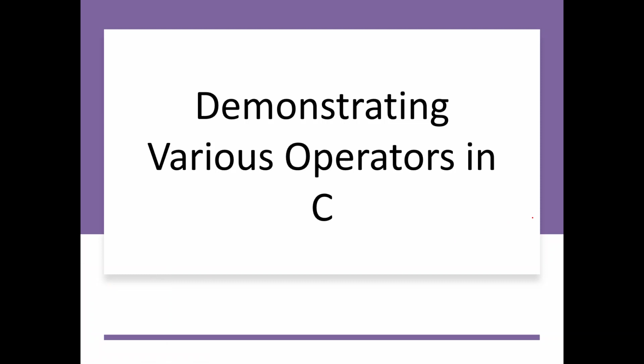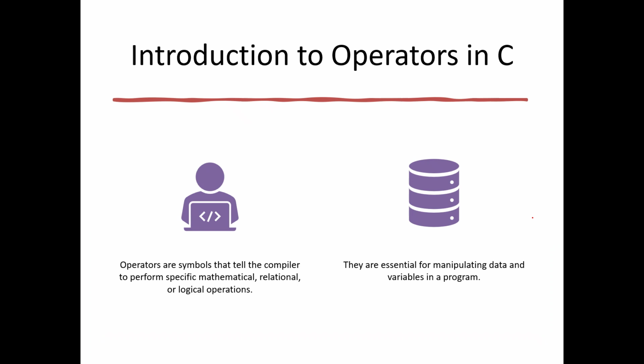Good morning, everyone. Today we are going to demonstrate various operators in C. Let us start. Operators are symbols that tell the compiler to perform a specific mathematical, relational, or logical operation. They are essential for manipulating data and variables in a program.